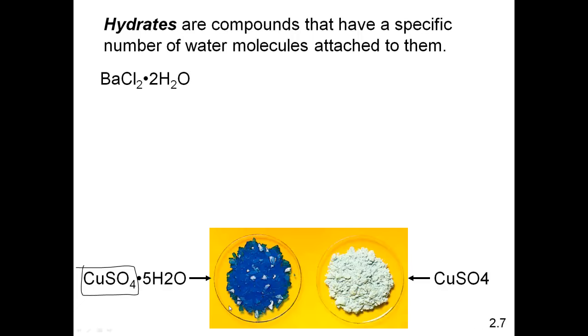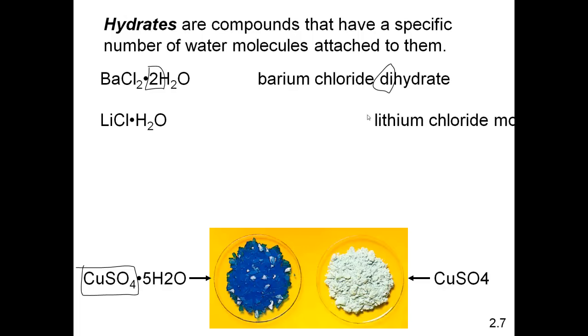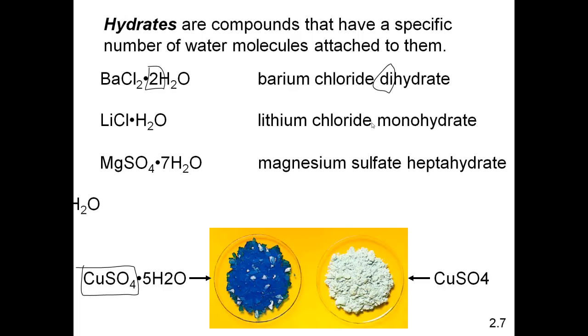Hydrates are compounds that have a specific number of waters, and the way this works is this number just gets our Chemish prefix. So barium chloride dihydrate, lithium chloride monohydrate, and magnesium sulfate heptahydrate.